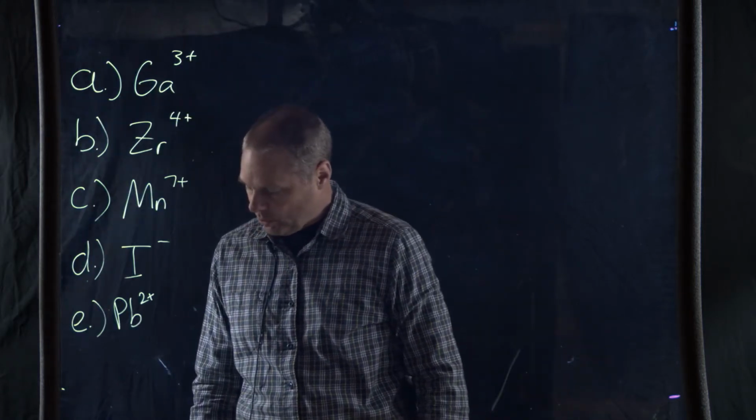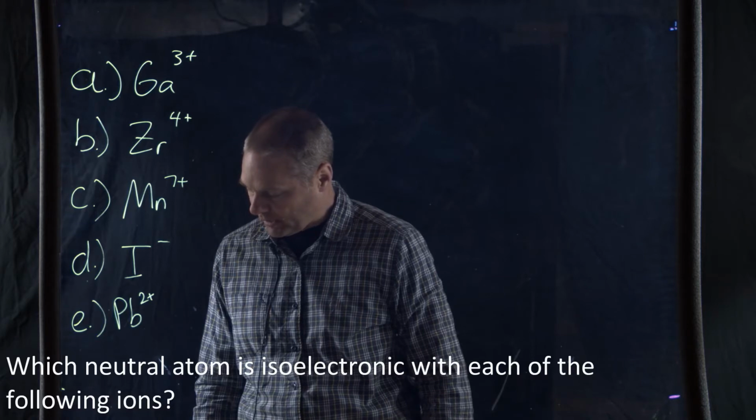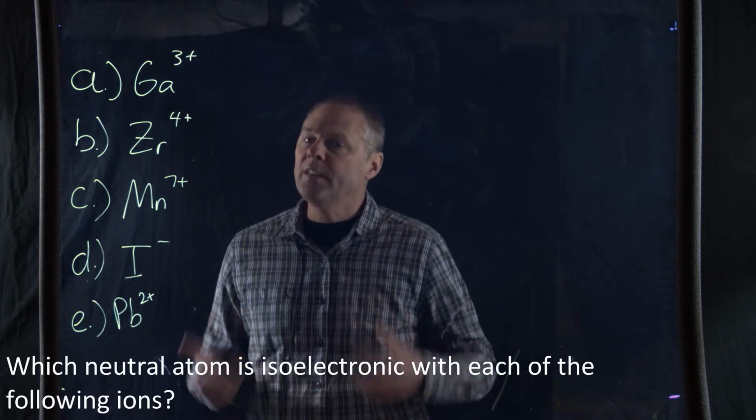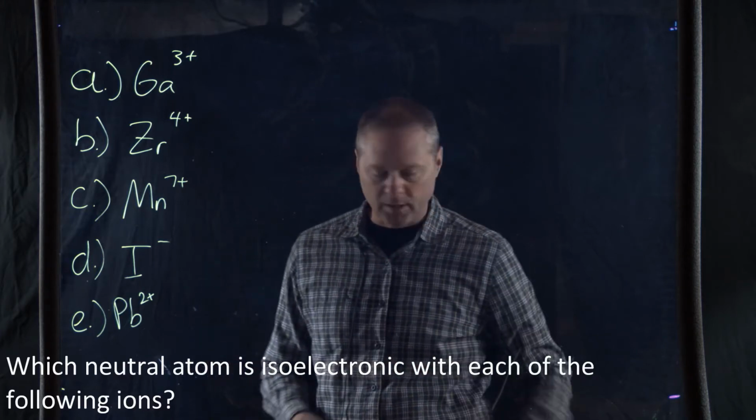In this question, it states which neutral atom is isoelectronic with each of the following ions. So isoelectronic means the exact same electron configuration. And these are really simple. They're really simple to think about.